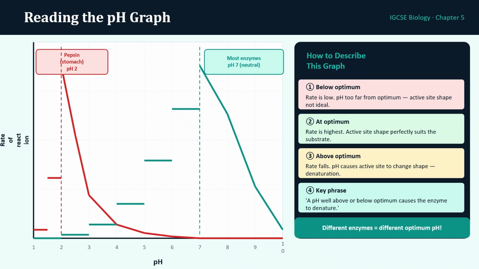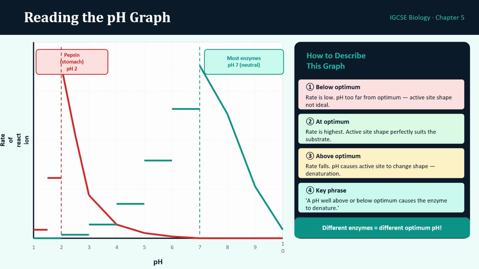Now look at the right side, how to describe this graph. Below the optimum, the rate is low, as the active site shape is not ideal for the substrate. At the optimum, the rate is highest. The active site shape perfectly suits the substrate. Above the optimum, the rate falls. The active site changes shape and denaturation occurs. Write this down: a pH well above or below the optimum causes the enzyme to denature.